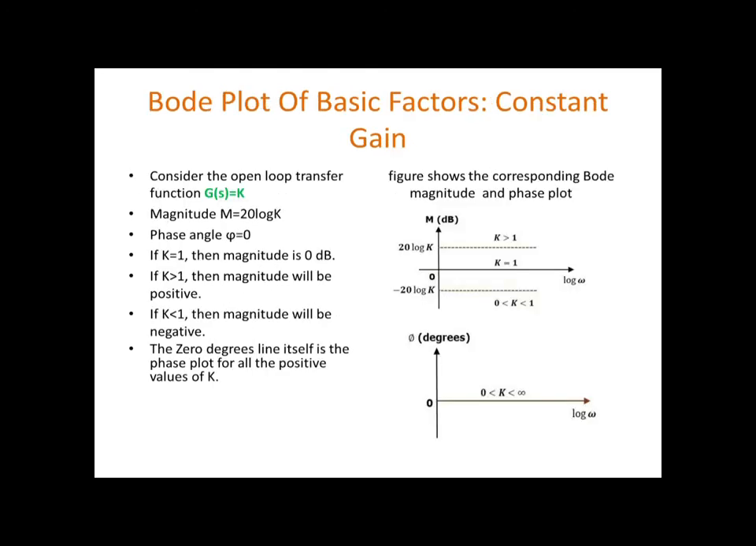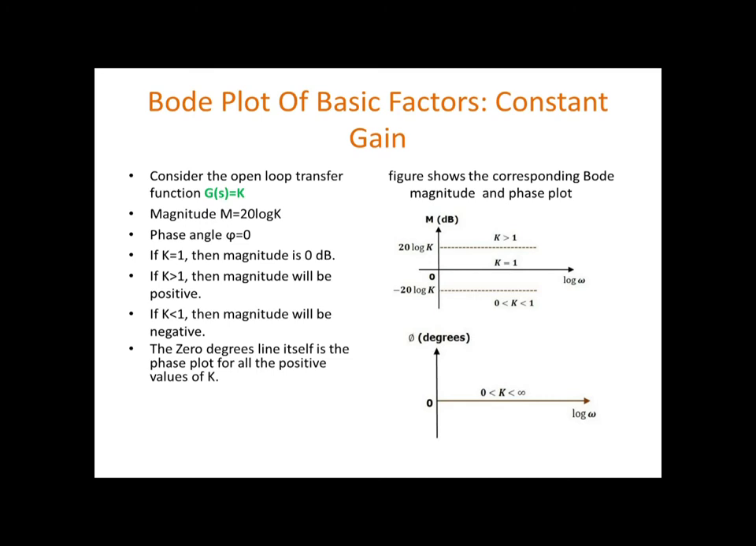Now, the Bode plot of some basic factors. In the Bode plot, the magnitude is in logarithmic scale. So, the two cascaded systems' Bode plot is the addition of the Bode plots of the individual systems, and any transfer function can be factored in terms of some basic factors. And if we know the Bode plot of the basic factors, then these Bode plots can be graphically added to get the Bode plot of the given transfer function.